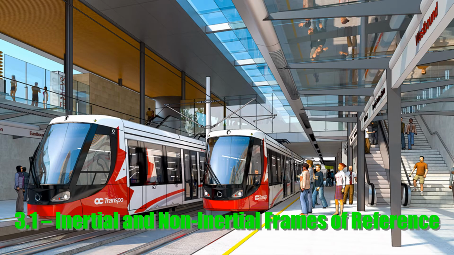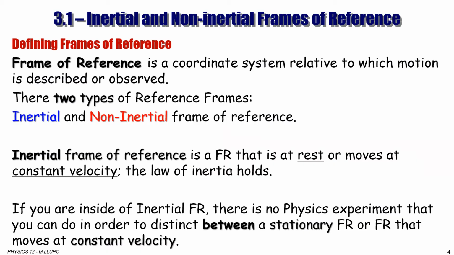And this is section 3.1, inertial and non-inertial frames of reference. We already defined the frame of reference before when we talked about forces. So a frame of reference is a coordinate system relative to which motion is described or observed. However, we're going to focus on types of frame of reference. Before, we talked about a frame of reference that is stationary.